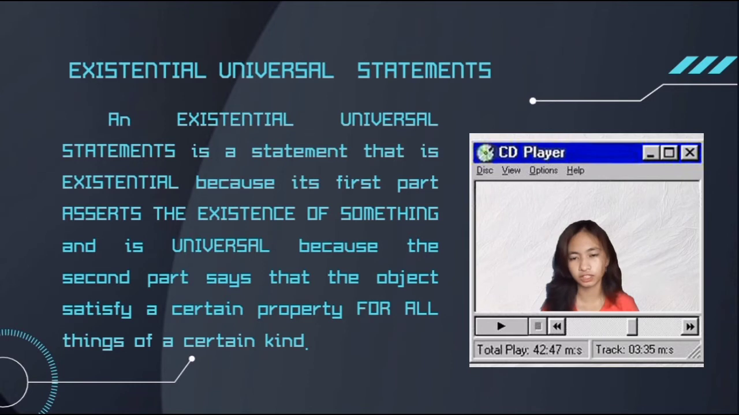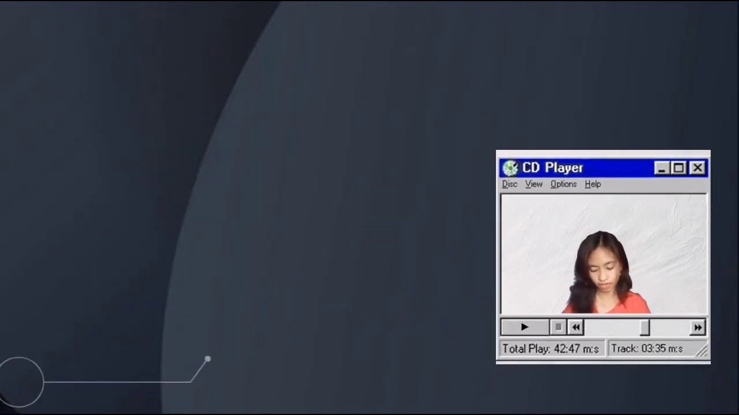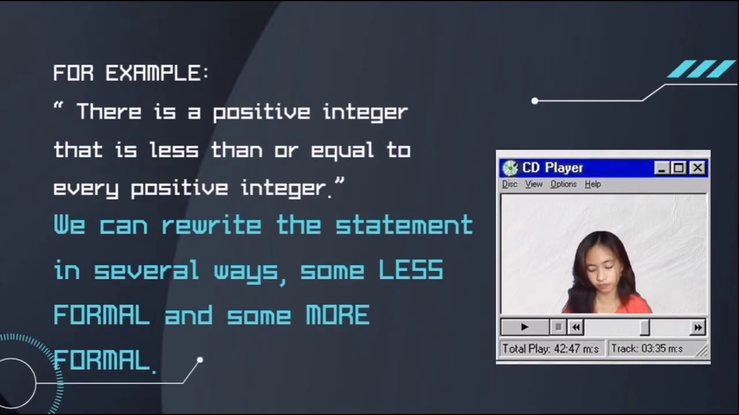An existential universal statement is existential because its first part asserts that a certain object exists, and is universal because its second part says that the object satisfies a certain property for all things of a certain kind. For example, there is a positive integer that is less than or equal to every positive integer.